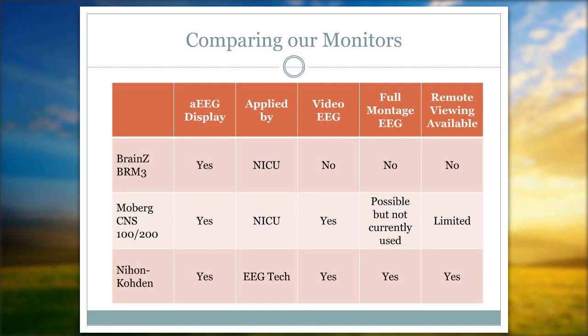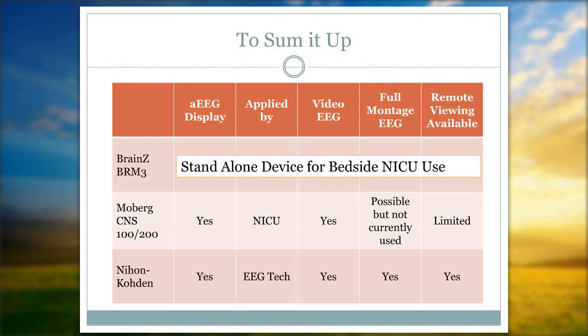And finally, but definitely not least, is whether or not they can be remotely viewed. So the Brains BRM3 absolutely cannot be viewed remotely. It doesn't have any internet connection at all, whereas the Moberg CNS has limited reviewing capability, mostly because of how we've set up our structure in our nursery, but in other institutions it's widely used for remote viewing. And the neon codon, obviously, we use that often, and our neurologists are dialing in for that all the time.